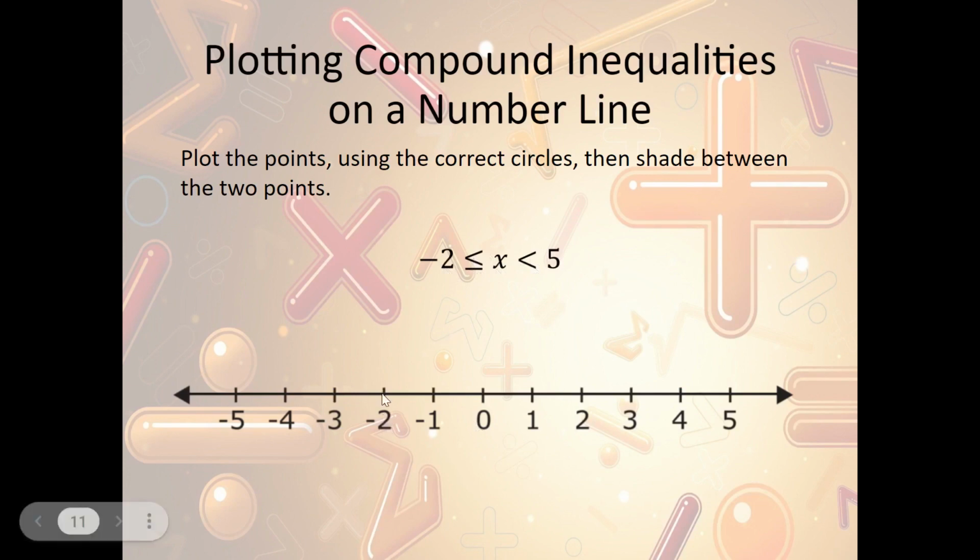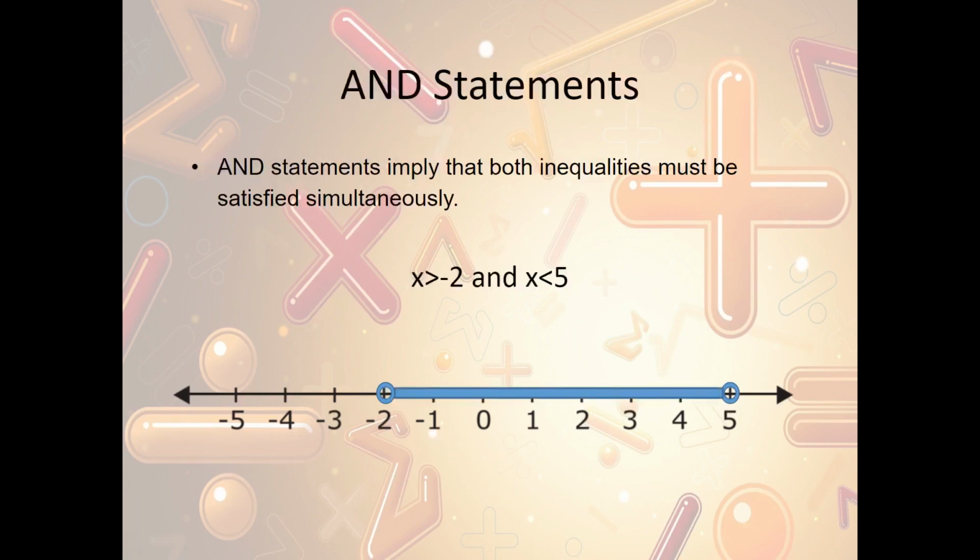So we know we're going to have a point at -2, and they did add something extra, so we will too, so it's going to be a closed circle here at -2. And we're going to have a point here at y. They didn't add anything extra, so it's going to be an open circle. And based on our compound inequality, we see that x is between those two numbers, so we're just going to shade in between. Now let's talk about and statements.